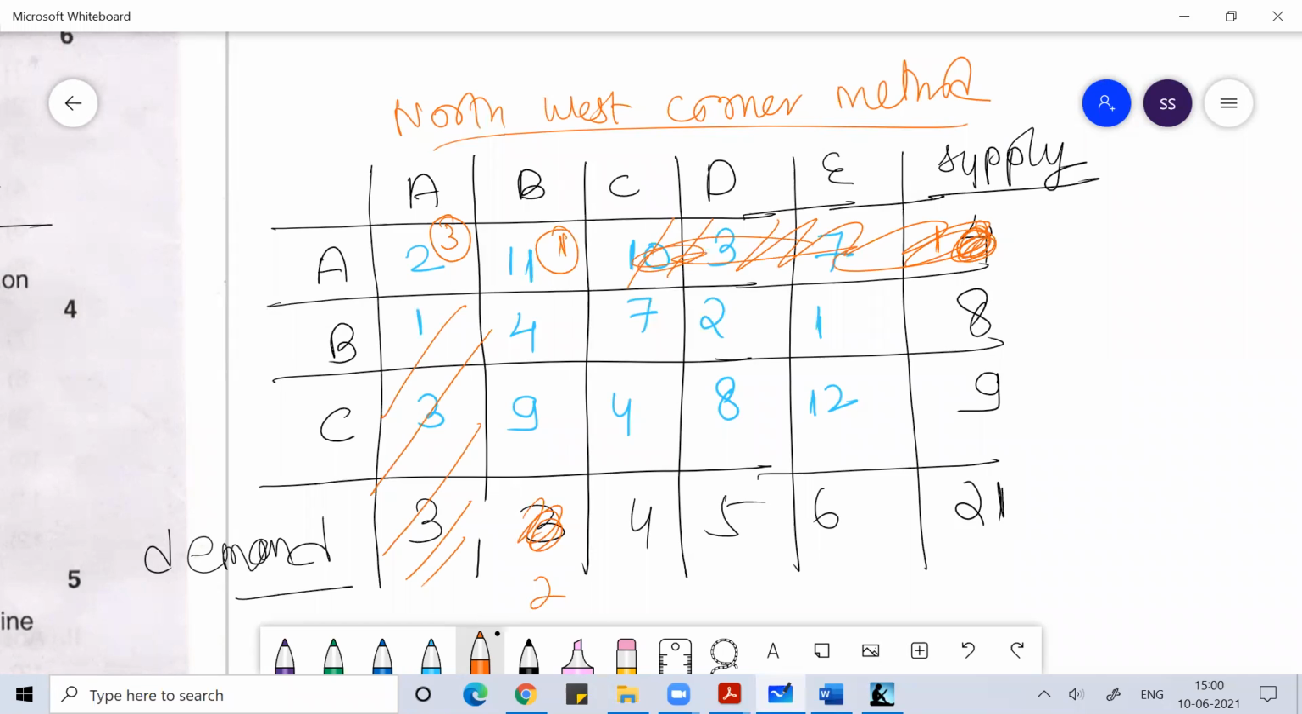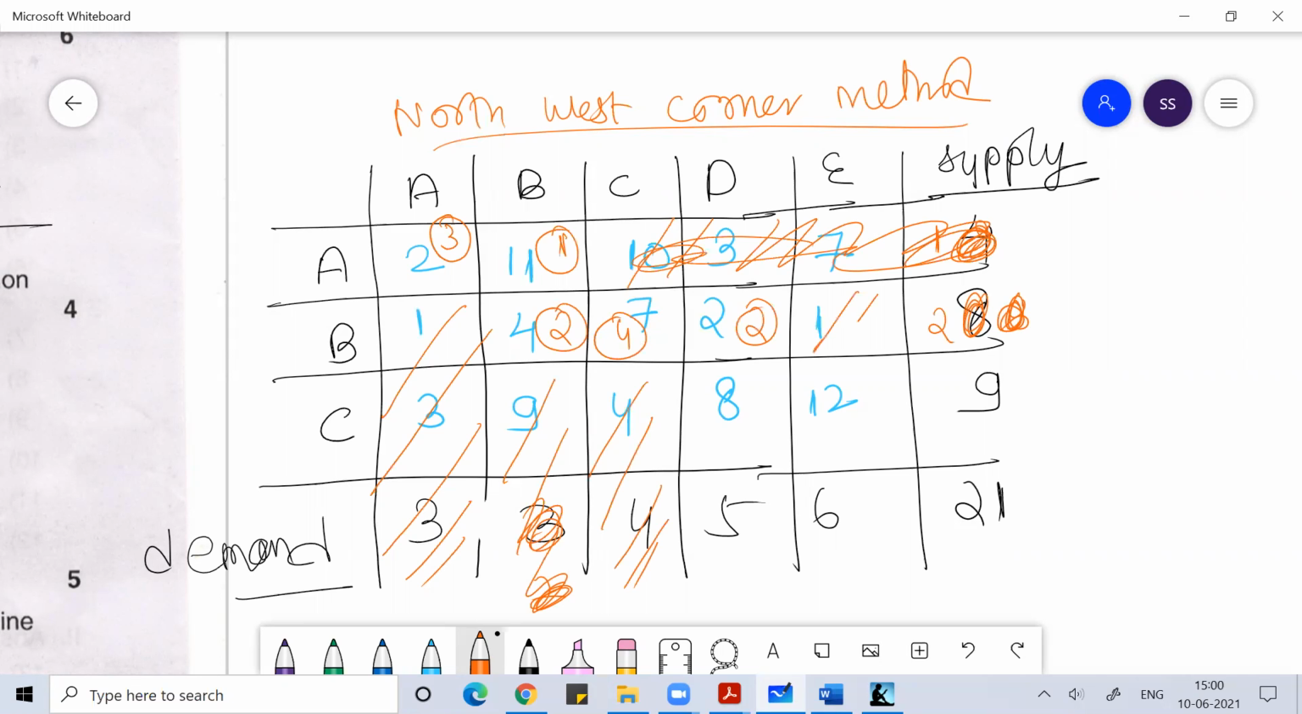Fine. Now the next cell is this. Supply is 8, demand is 2. You can put 2. What is left is 6. Next cell, supply is 6, demand is 4. Maximum you can do is 4. What is left is 2.